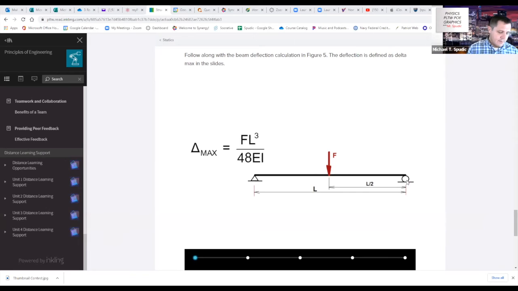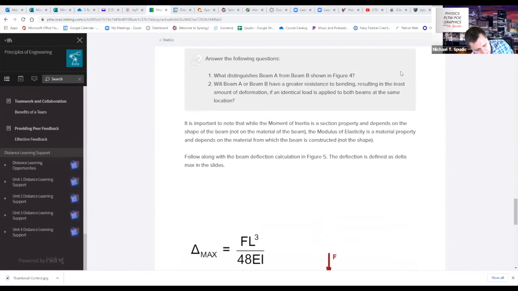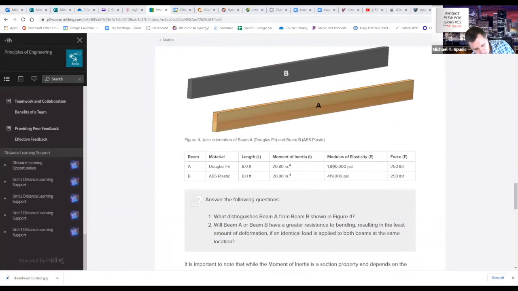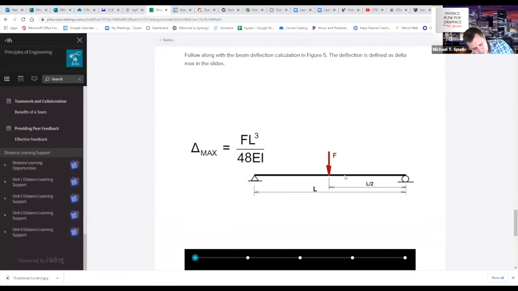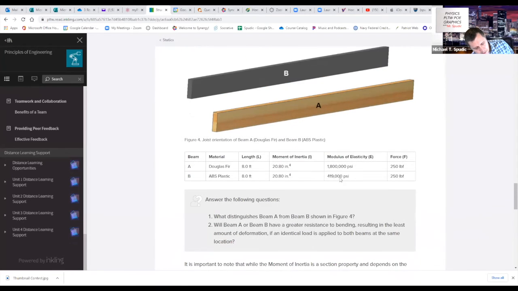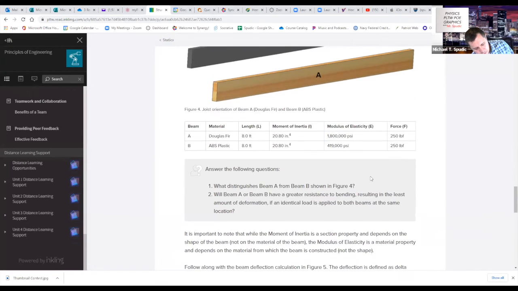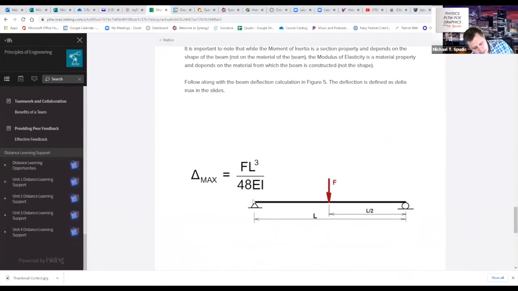All right. And if you don't know what I just said right then, don't worry about it. Then we have E, and we already figured out what E stood for. E was the modulus of elasticity. If I'm doing this calculation for bend or deformation or deflection, and I wanted to talk about this being a Douglas fir, I would be using 1.8 million. And if I was doing plastic, this number here would be the 419,000. Still pretty big numbers.